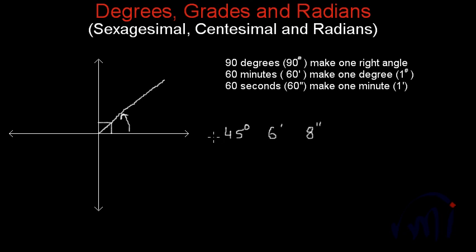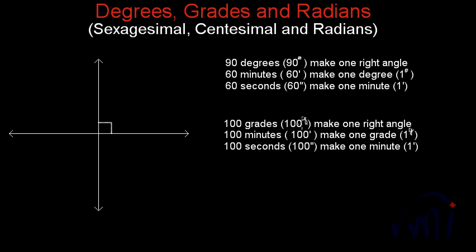So this was degrees, and now let's talk about grades. In grades we divide a right angle into 100 equal parts, and after that if we divide each grade into 100 equal parts, each smaller part will be called 1 minute, and that 1 minute can again be divided into 100 equal parts and each such part will be called 1 second, right?